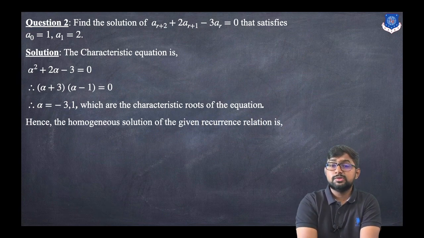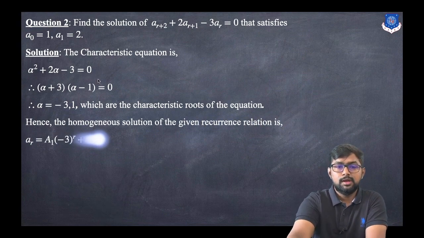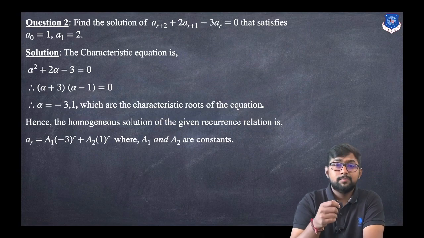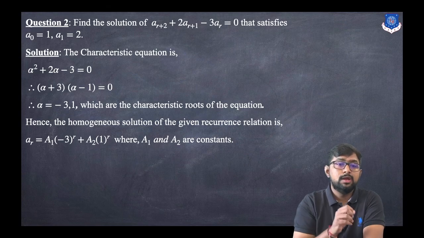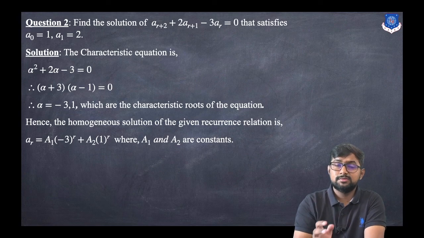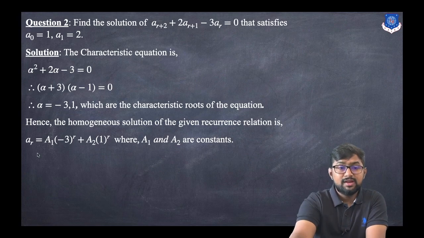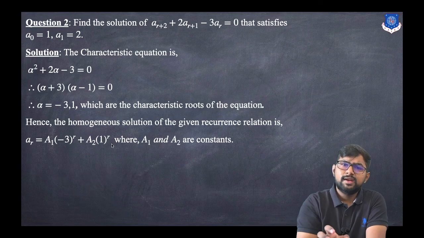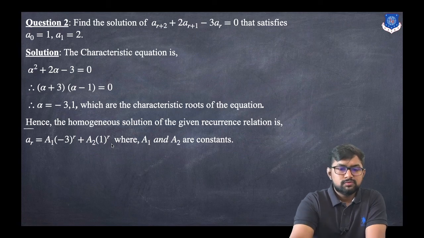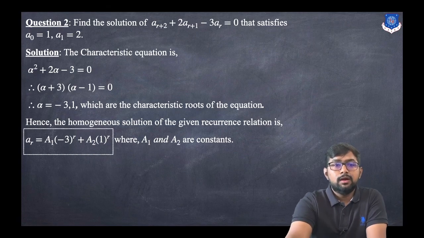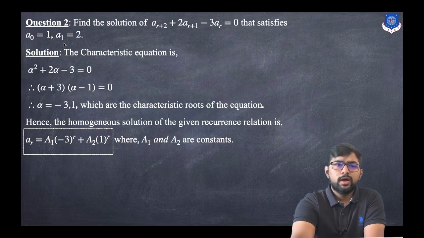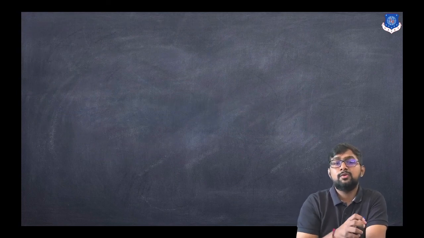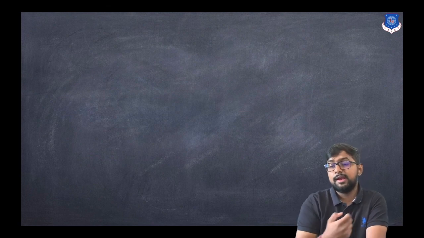So the homogeneous solution of the given recurrence relation will be like this: a_r = A1 alpha_1 raised to r plus A2 alpha_2 raised to r. Here we are taking alpha_1 as minus 3 and alpha_2 as 1. So a_r = A1 (-3)^r + A2 (1)^r, where A1 and A2 are constants. So this will be the homogeneous solution. But see, here we have been given a_0 = 1 and a_1 = 2.